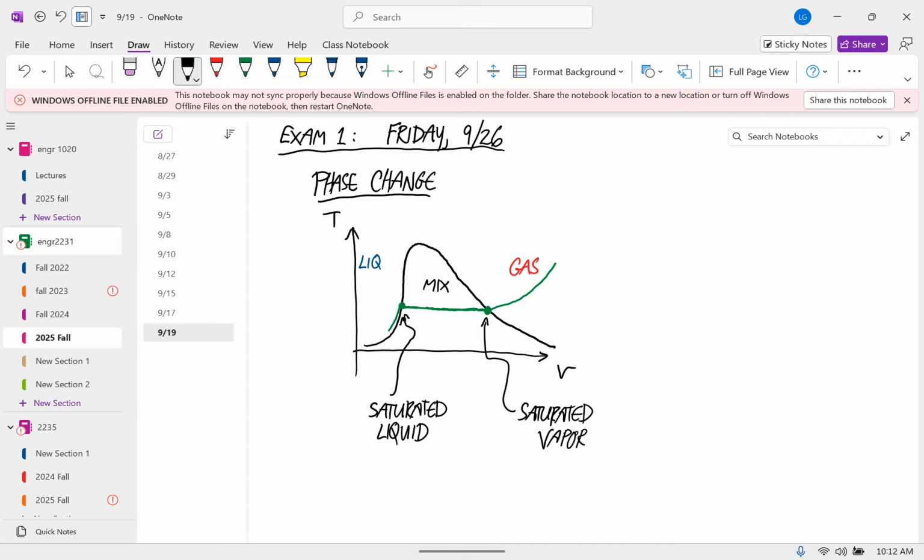Yes, exactly. So saturated liquid, it's all liquid. Saturated vapor, it's all vapor, but it's still at the same temperature and pressure. In between, you have various fractions of liquid and vapor. And then as you get outside of that vapor dome, you have either all liquid or all vapor.